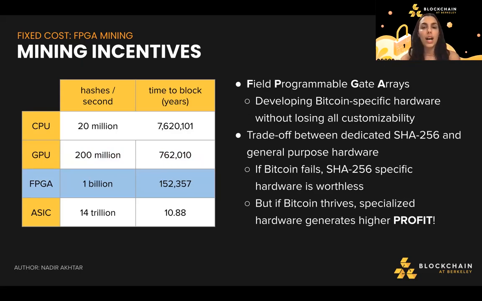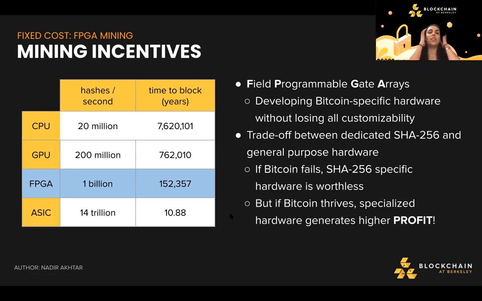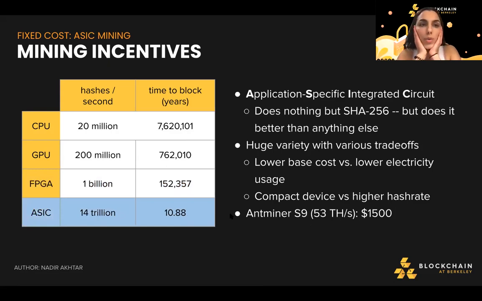So there's this trade-off. If Bitcoin falls, then SHA-256 specific hardware will become worthless, like an ASIC. But if Bitcoin thrives, then that specialized hardware is going to get you further and is going to generate a higher profit. And so this is the final hardware that we've seen in the mining space. This stands for application specific integrated circuit. This does nothing but SHA-256. It's going to hash 14 trillion times per second, which when you compare that to 20 million is just a crazy high number. And it does it better than anything else.